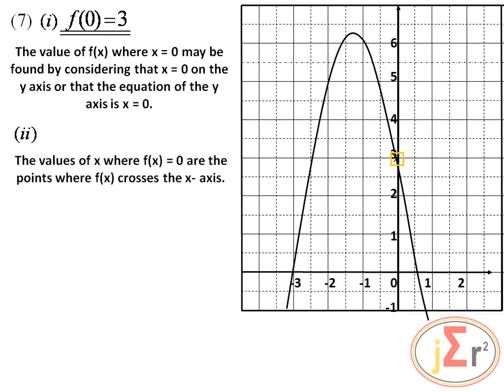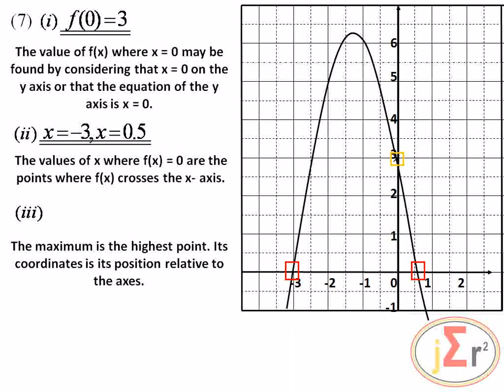The values of x where f of x is equal to 0 are those points where the curve crosses the x-axis. What are those points? There and there. So where it crosses the x-axis is where f of x is equal to 0, so x is equal to negative 3 and x is equal to 0.5.